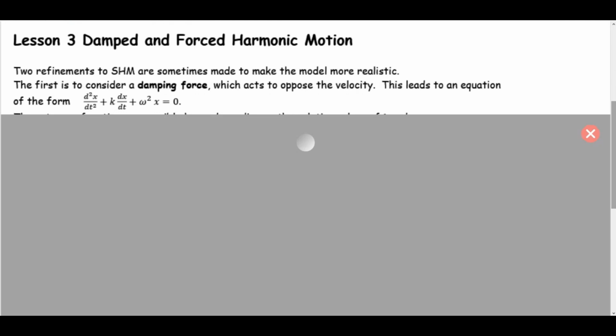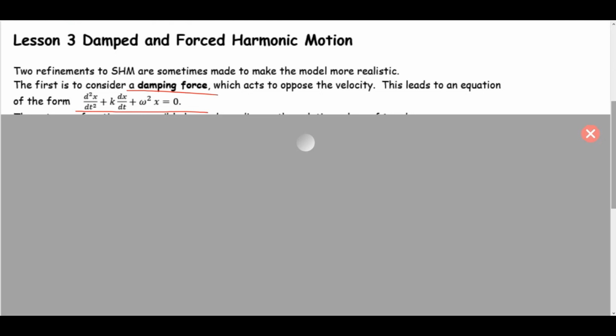The first refinement is to introduce a damping force, which means a resistance to motion. That might be air resistance, for example, or friction could be a damping force. Now I'm going to set up a differential equation of this type in a minute, but you just have to trust me, this will lead to a differential equation of this form.